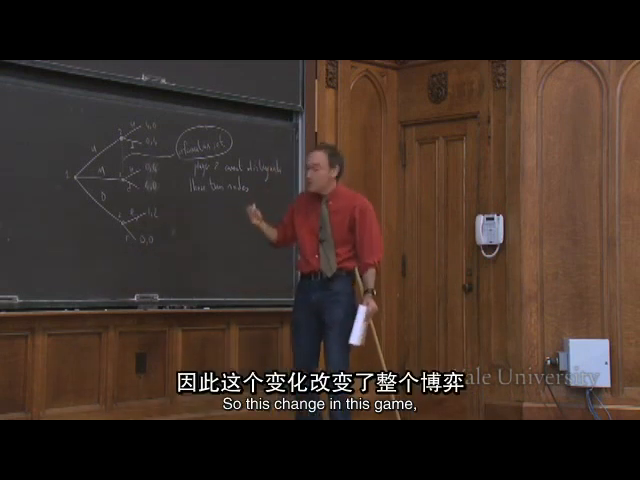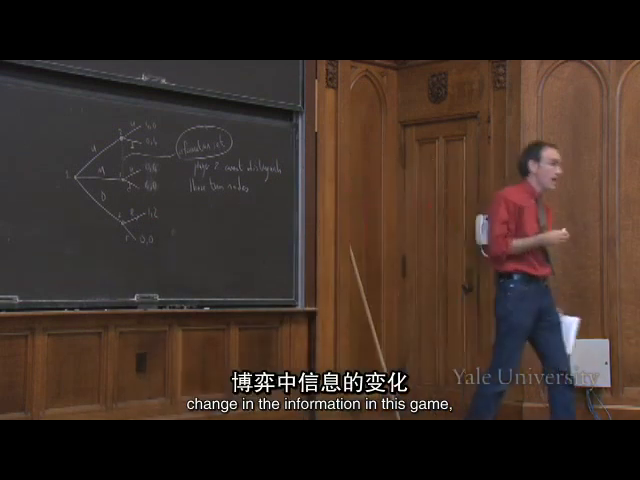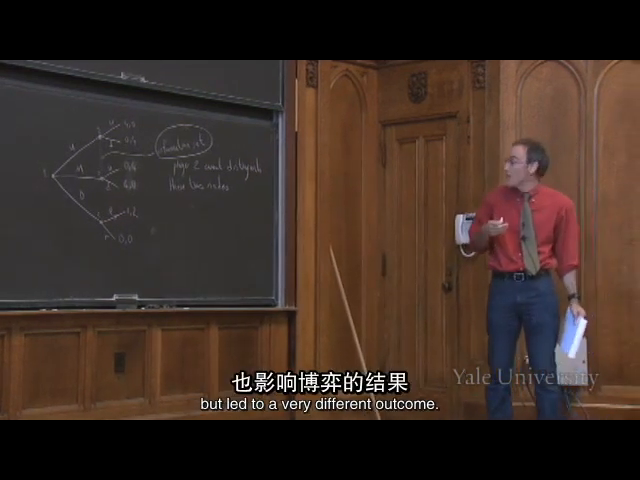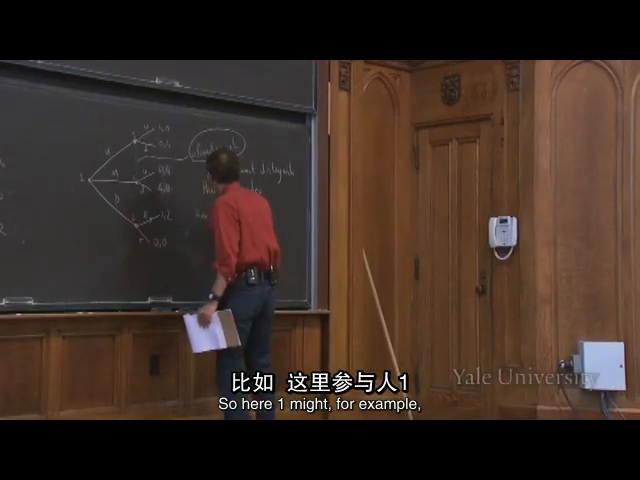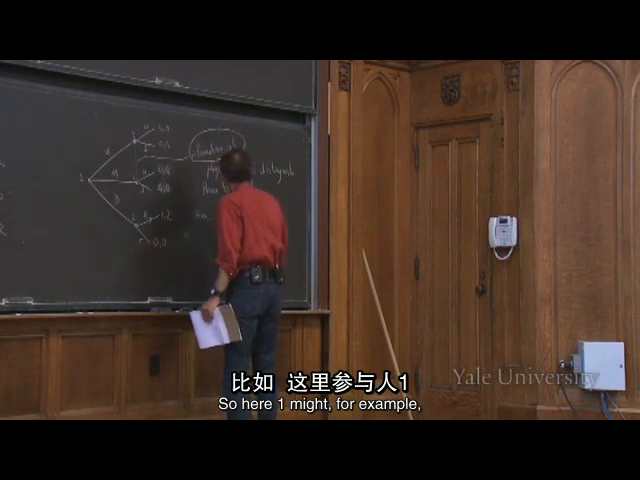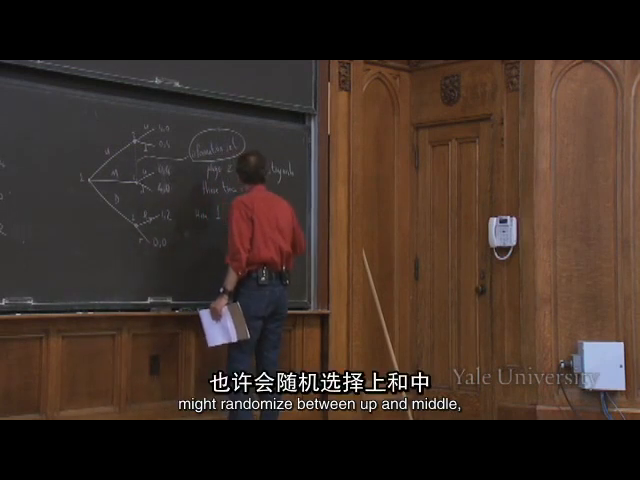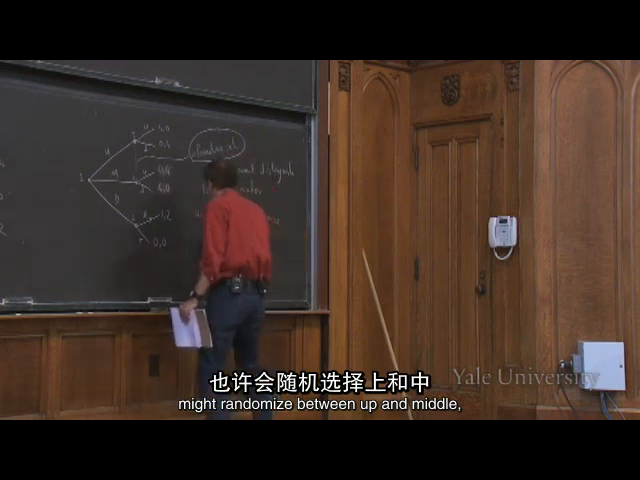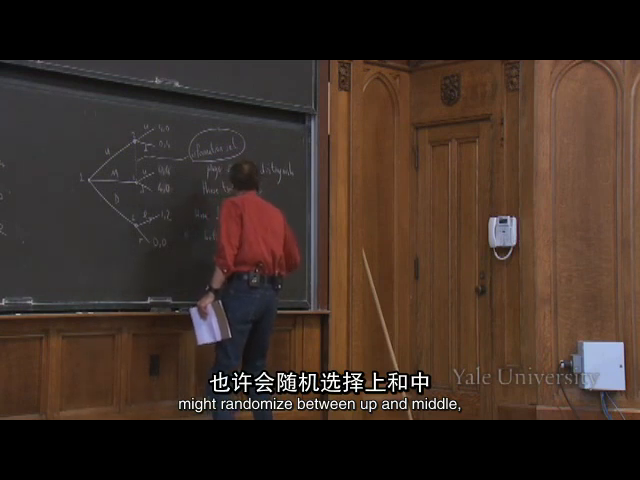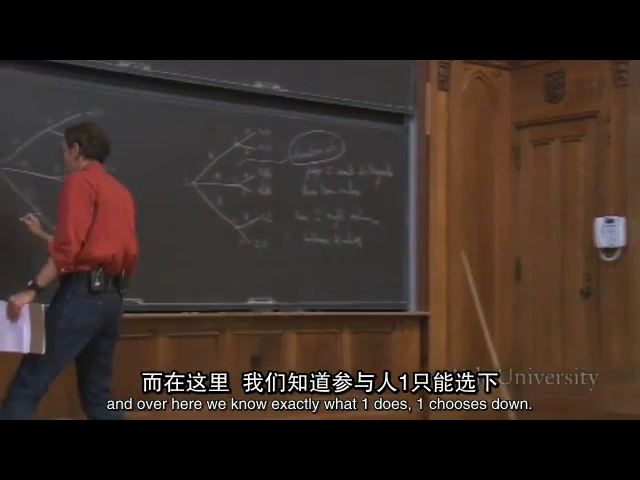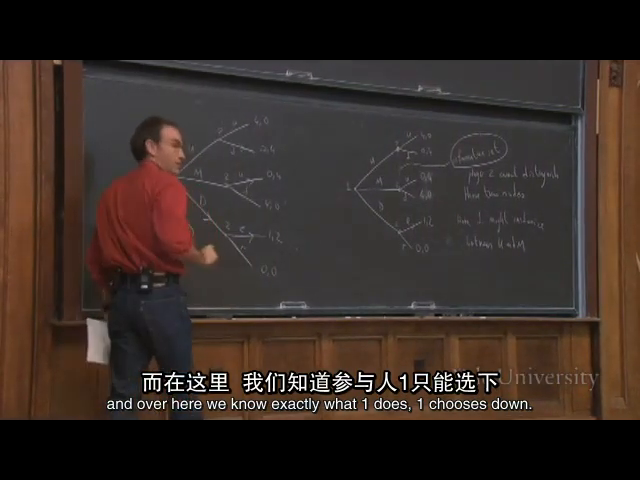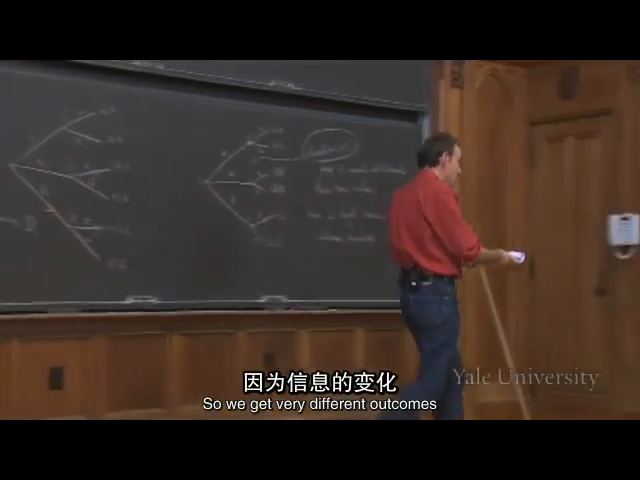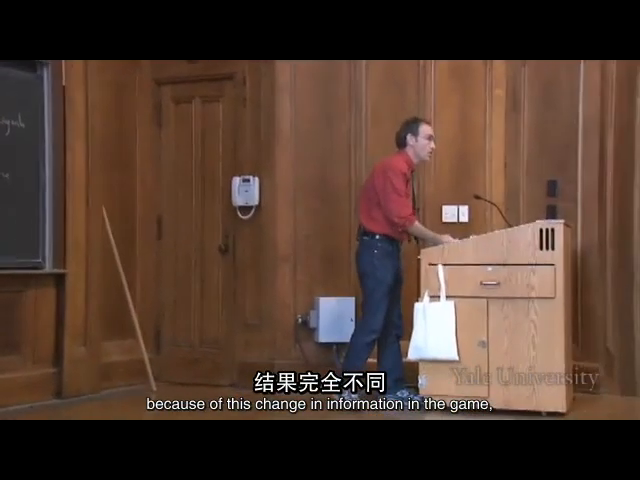All right? So changing the information in this game not only led to a different game, it led to a very different outcome. So here, 1 might, for example, randomize between up and middle. And over here we know exactly what 1 does. 1 chooses down. So we get very different outcomes because of this change in information in the game.